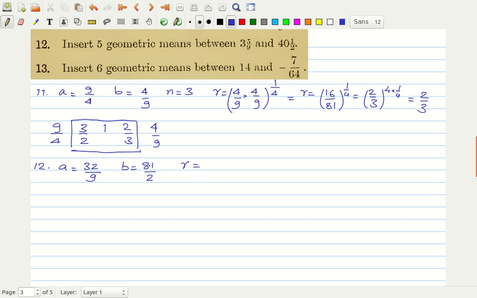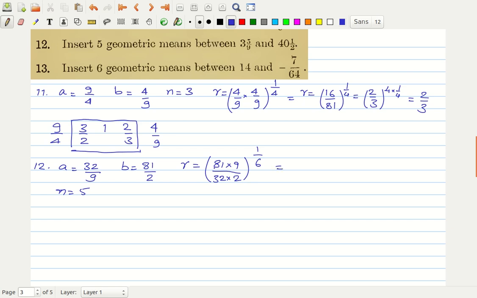So we have to do B by A, which is 81 by 2 divided by 32 by 9. So 81 by 2 multiplied by 9 by 32. So this becomes 81 times 9 and 32 times 2. This thing to the power 1 by, what is n? N is going to be 5 geometric means, right? So we know that n is equal to 5. So 1 by n plus 1 is 1 by 6.